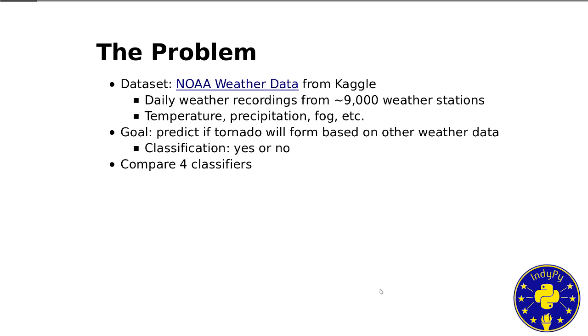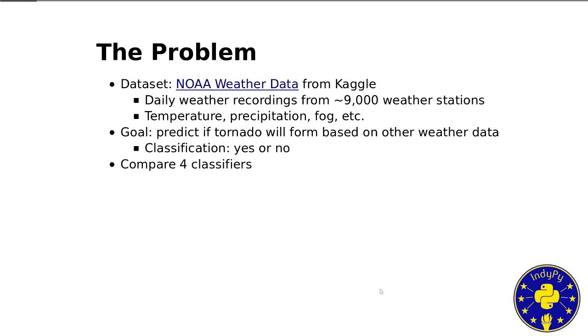So our problem, because we're doing machine learning, we need a problem to solve. So I've got a data set. I got it off of Kaggle. It's the NOAA weather data set. And it's actually only a small part of the data set because it's a really big data set, and I just wanted something quick to display. But it's got daily weather recordings from about 9,000 weather stations. So things like temperature, precipitation, fog, and of course whether or not there was a tornado.